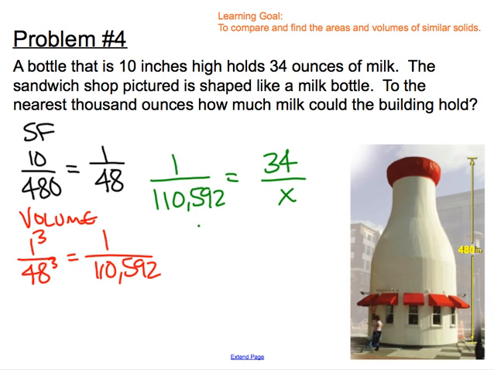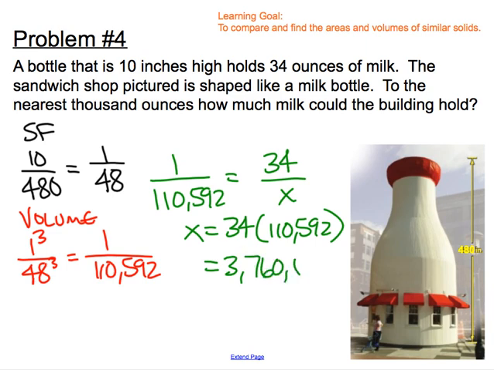By cross multiplying, we have 1 times x equals x, and our answer is going to be 34 times 110,592. So x's true value is going to be 3,760,128. To the nearest 1,000 ounces, we're going to round down, so this is going to hold about 3,760,000 ounces of milk. I guess that's only true if they don't open one of those windows.